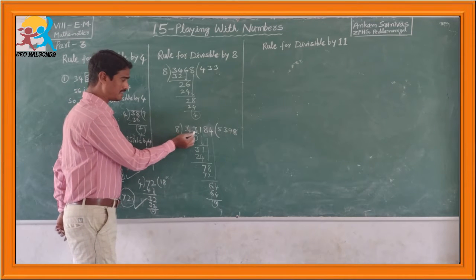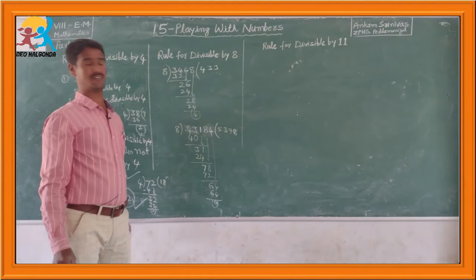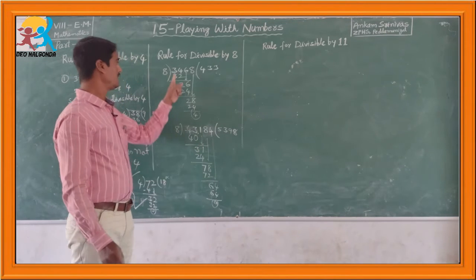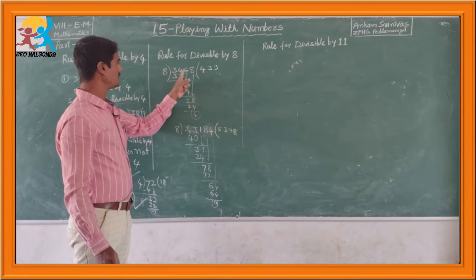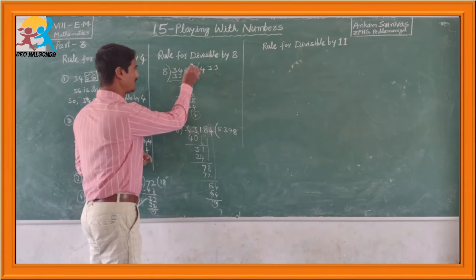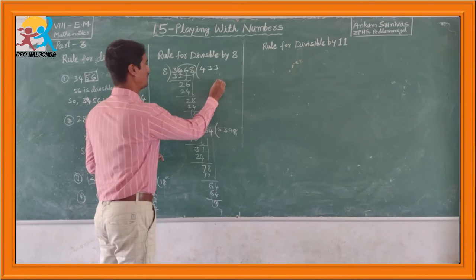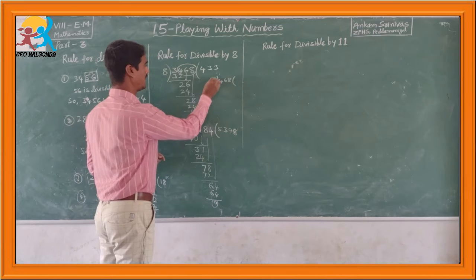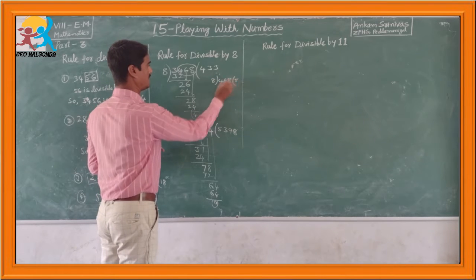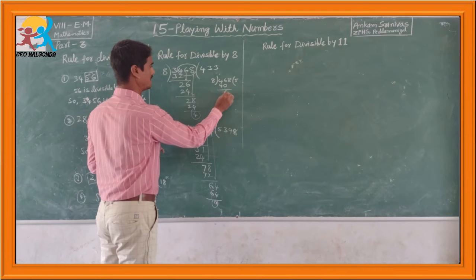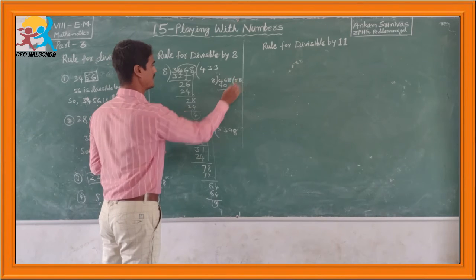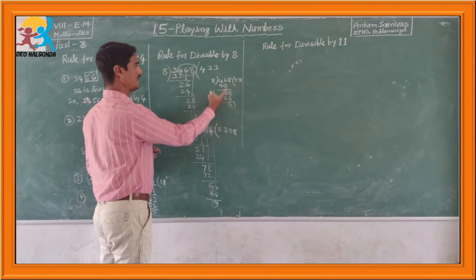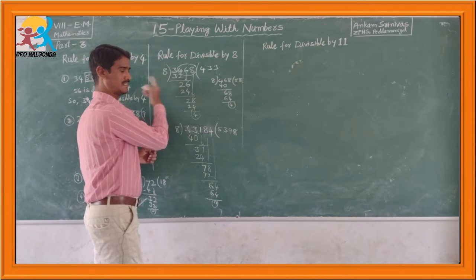So 43,184 is divisible by 8. But the earlier number is not divisible by 8. If I check the last 3 digit number, 468, I am going to divide by 8. 8 5s are 40. 6 8, 8 8s are 64. Remainder is 4. So it is not divisible by 8.